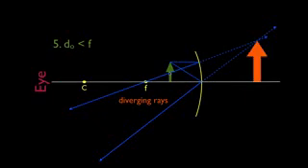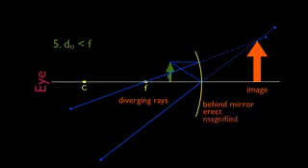Okay, so when you're inside the focal point, you'll notice now our image is behind the mirror, so it's located behind the mirror, and you'll notice that it's switched from being upside down, inverted, to being right side up, which we technically call erect. You'll notice it's magnified, it's bigger, and you'll notice that this is a virtual image.